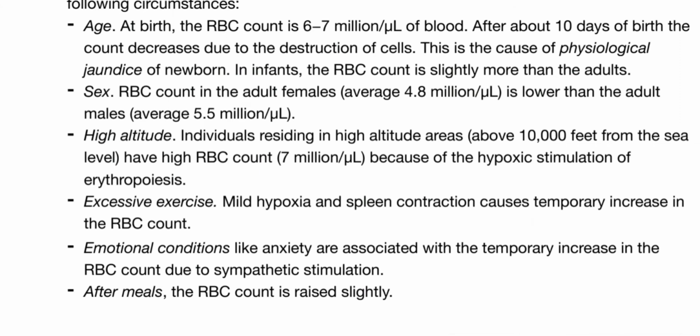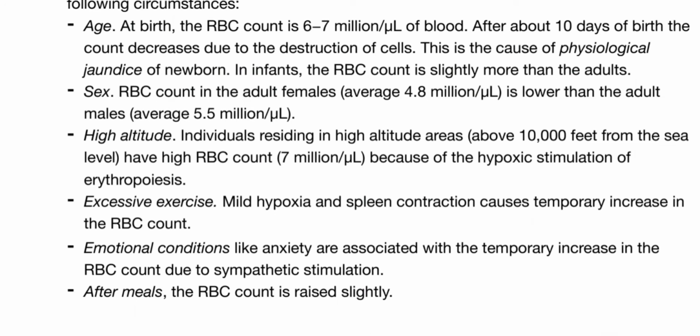Then excessive exercise. Mild hypoxia and spleen contraction cause a temporary increase in the RBC count. So if we have done excessive exercise, then mild hypoxia occurs, due to which the RBC count increases. Emotional conditions like anxiety are associated with a temporary increase in RBC count due to sympathetic stimulation. When we become anxious, the RBC count increases temporarily. After meals, the RBC count is raised slightly.